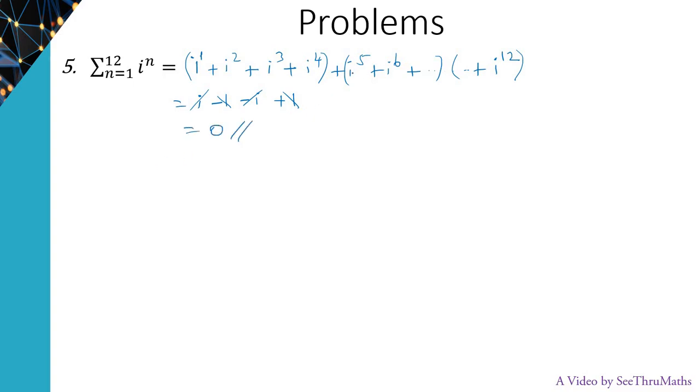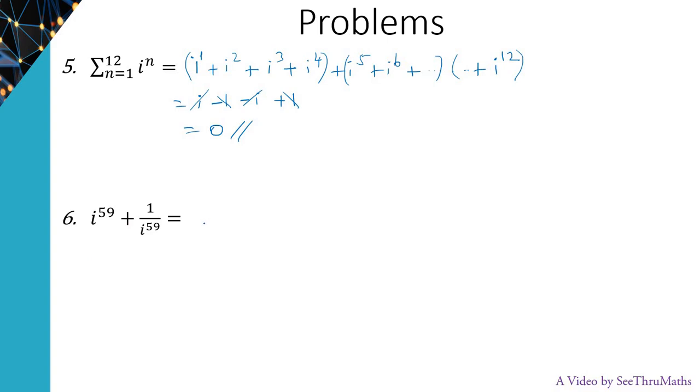So we did not have to calculate what is i power 5 or what is i power 6. Without calculating these powers, we can find the values with a simple technique. The next question: i power 59 plus 1 by i power 59.